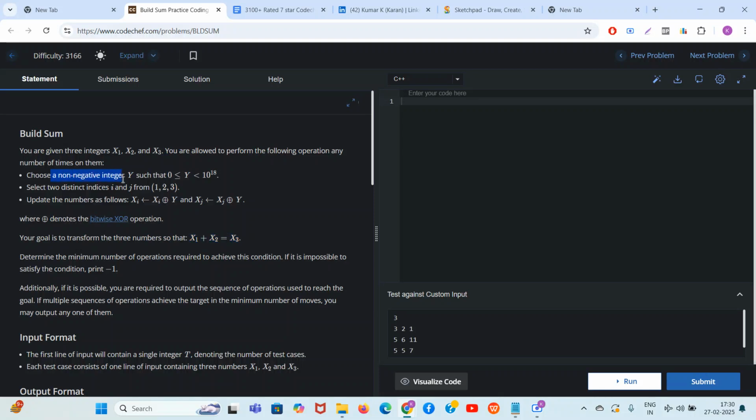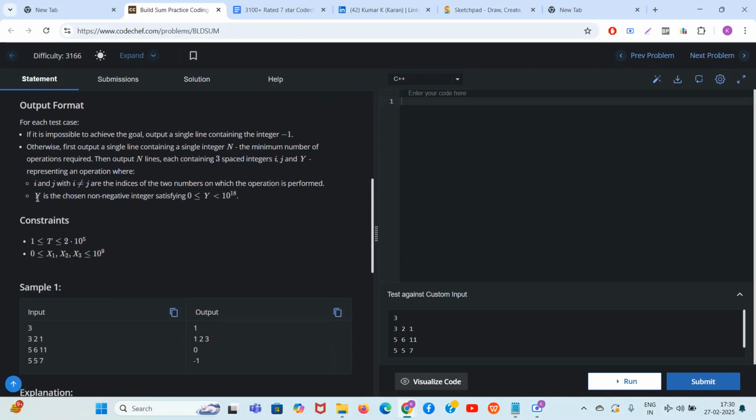What is the operation? You can choose any number y, and on any two of these numbers you can do the XOR y operation. Such a nice problem. And x1, x2, x3 can be anywhere from 0 to 10 raised to 9. You can see there are many test cases. So in log of max of x1, x2, x3, you'll have to solve it.